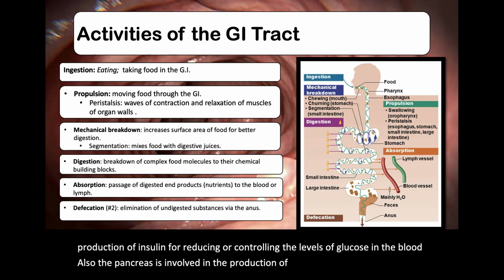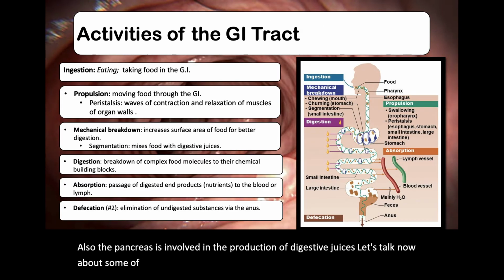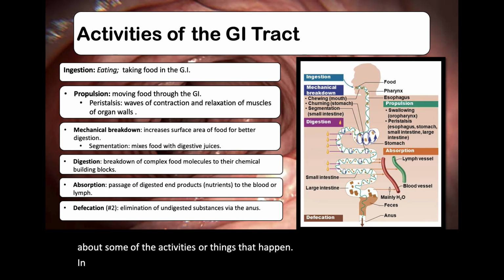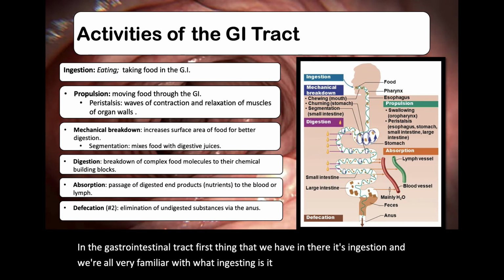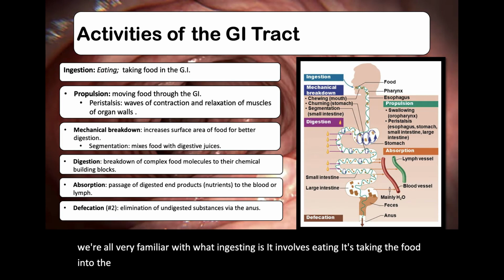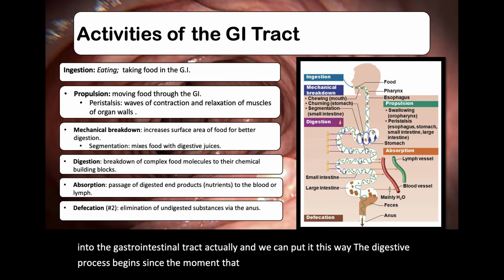Let's talk now about some of the activities or things that happen in the gastrointestinal tract. First thing that we have in there, it's ingestion. And we are all very familiar with what ingestion is. It involves eating. It's taking the food into the gastrointestinal tract. Actually, and we can put it this way, the digestive process begins since the moment that we put food in our mouth through the process of ingestion.